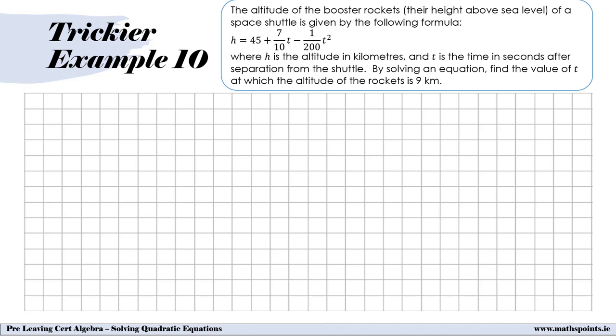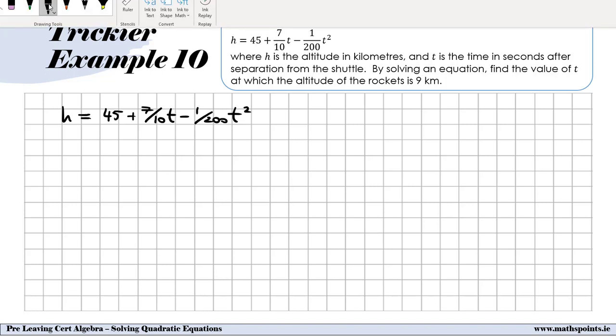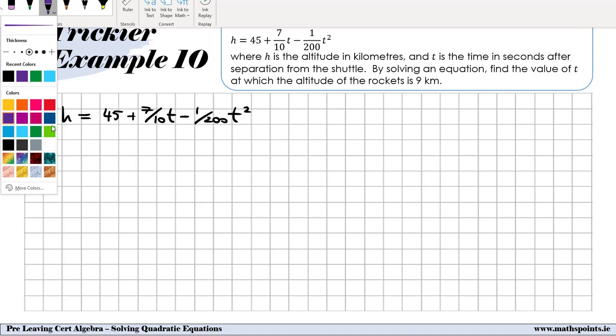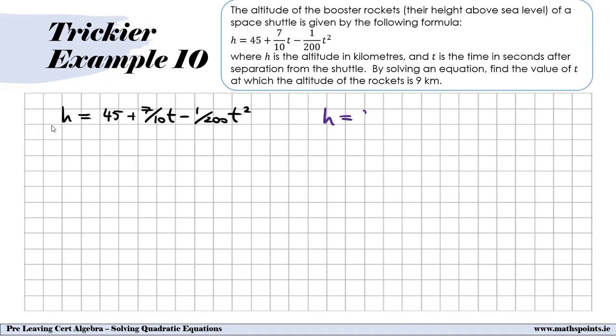So the final question gives us a formula for the height of the booster rockets of a space shuttle after a particular time. So the formula is h equals 45 plus 7/10 t minus 1/200 t squared, where t stands for the time after which the rockets separated from the shuttle. And so we can find the height of the rocket, or the altitude of these rockets, after that time. What we're asked in the question though is not to find the height, we're asked to find the time at which the height is 9.